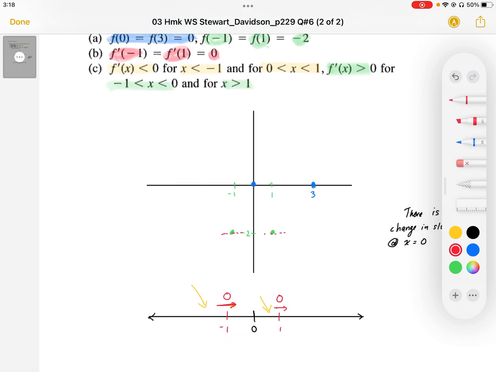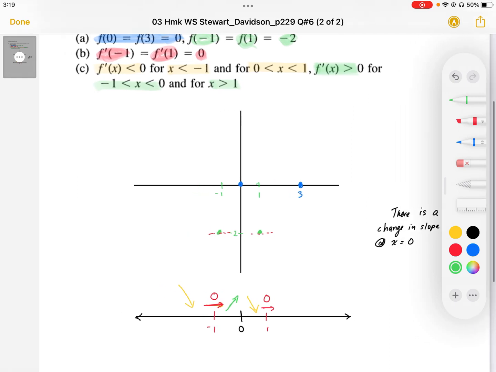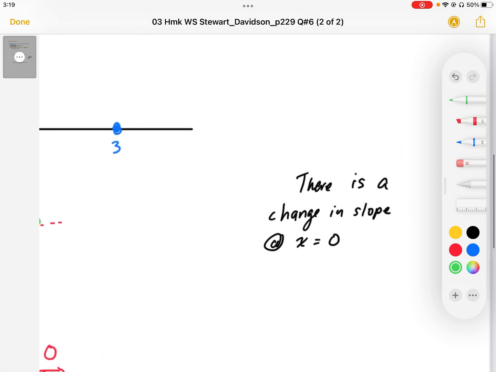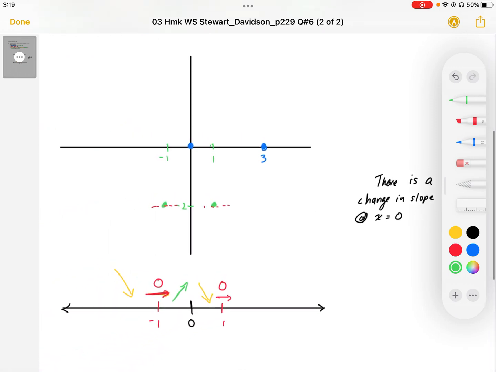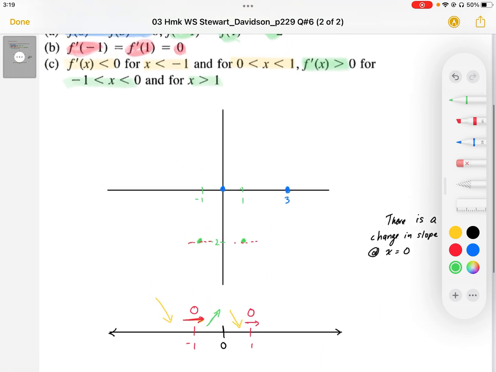In green, I have f prime of x is bigger than 0, and the interval is going to be from negative 1 to 0. So in this region here, I know I have a positive slope that's going up. There's a change in direction at 0. So there's an important piece here. There's a change in slope at 0. Although we don't have a 0 slope, we know it changes direction.